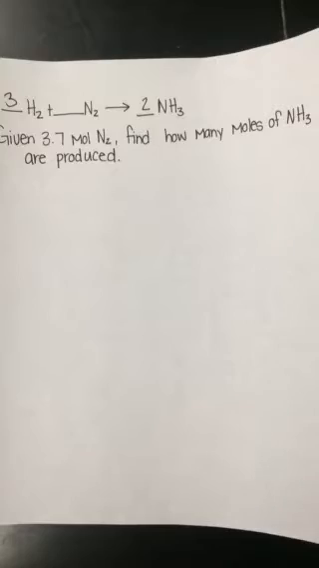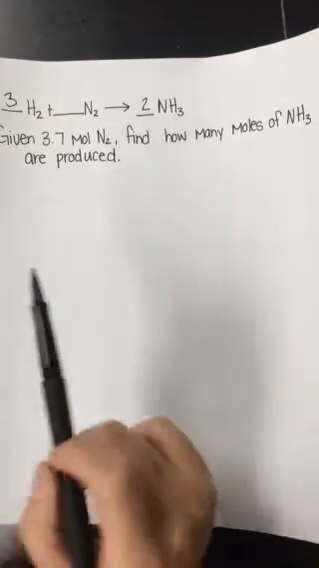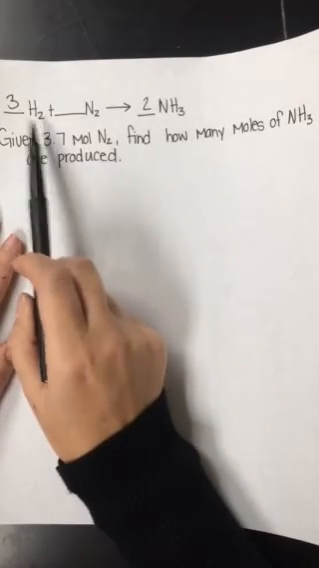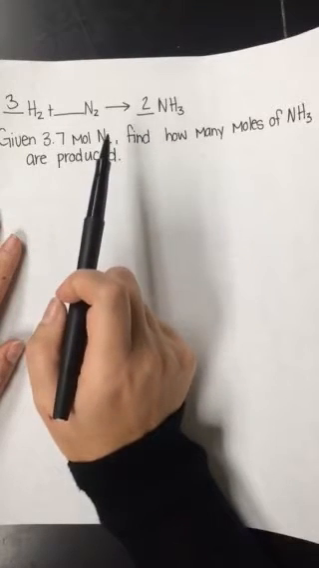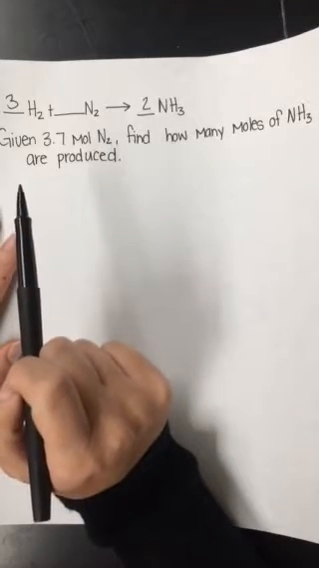So I have one right here for you that goes from hydrogen, we add nitrogen to get ammonia. So what a mole ratio says is that for every 3 moles of H2 I have, I'm going to produce 2 moles of NH3. For every 1 mole of N2 I have, I'm going to produce 2 moles of NH3.